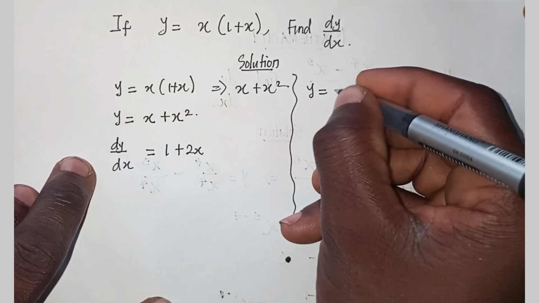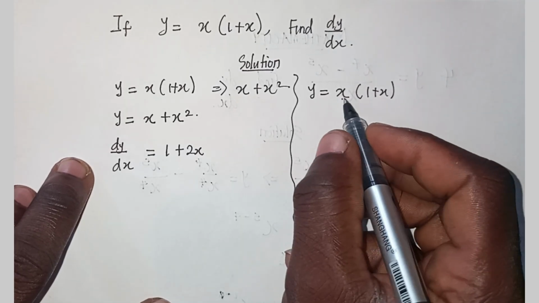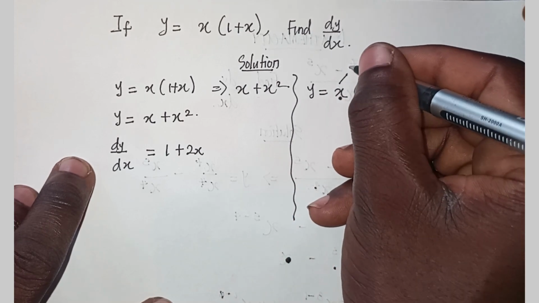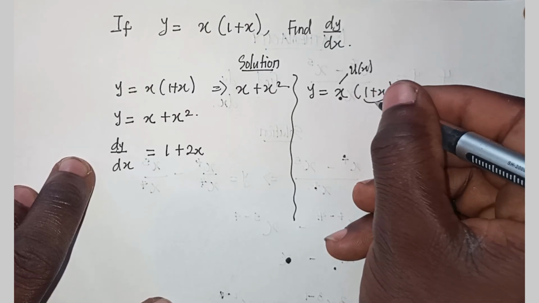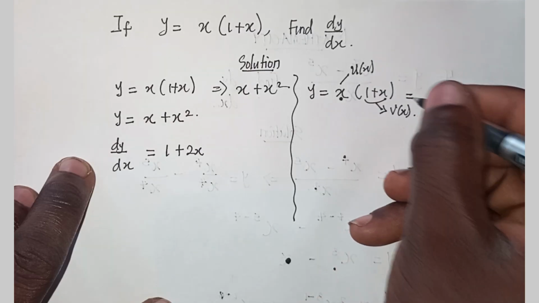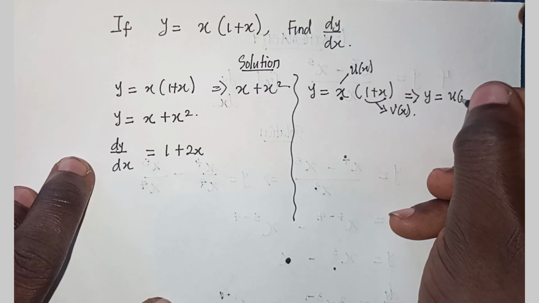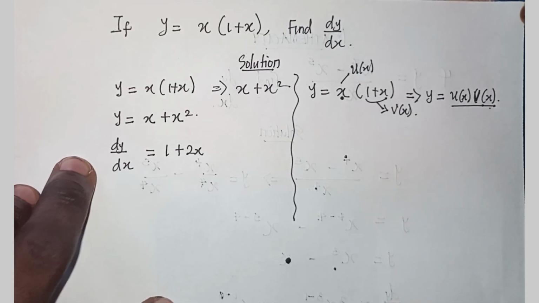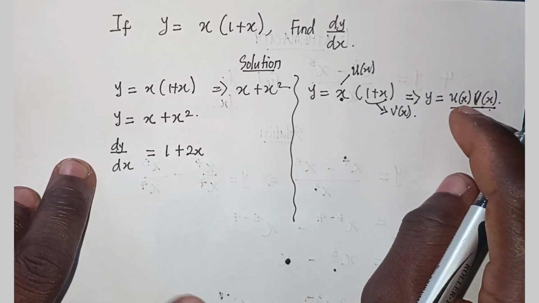That means if y equals x in bracket 1 plus x, here it simply means we are going to consider this x as a function itself. Let us call it u of x. Then we also consider the content in the bracket here as another function itself. We call it v of x. That simply means that our question y is in the form of u of x times v of x, which is a product. That simply means you'll be considering the product rule to solve this question.